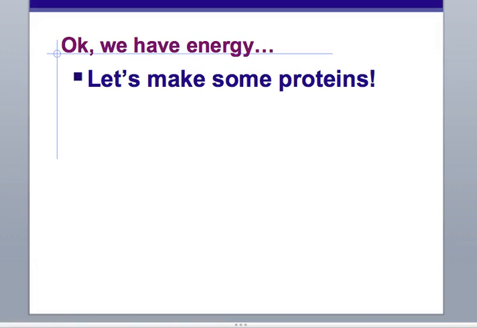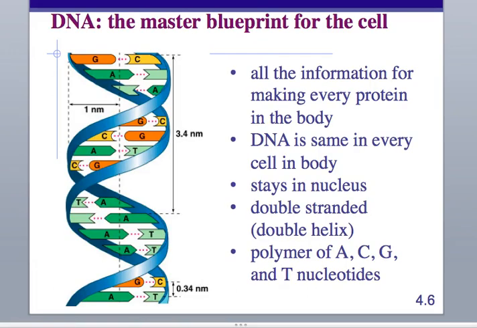So once we have energy, what is the point? Why do we even need to do it? Well, we need to make proteins so that we can make stuff happen in the cell. So remember that all the information for making every protein in the body is stored in our DNA, but we don't access our DNA just directly. That's like, if you access the original copy of something over and over and over, you're going to break it down. If you break it down, it could get misread and weird stuff could happen. So the DNA is the same in every cell in the body, except for the red blood cells, where you actually lose the nucleus altogether. We'll talk about that later.